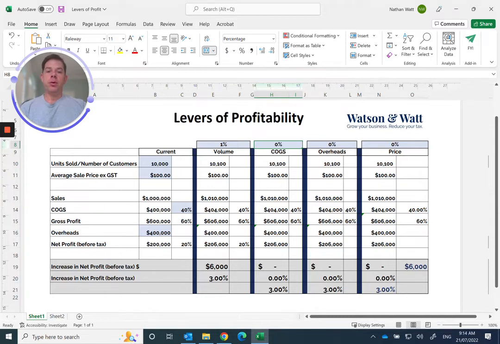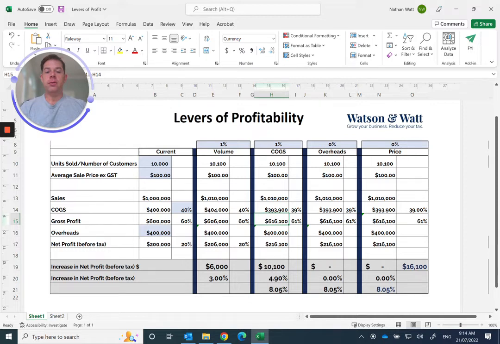Well, what happens if we also somehow change our cost of goods sold? We change suppliers, we change the way that we package it, we change something in our business so that we can reduce the cost of goods sold cost per unit by 1%. So now your cost of goods sold is 39%. You're also selling 1% more of stuff. That will give you a gross profit of 616,000, and your overhead's still the same. So all of a sudden now we're at 216,000.